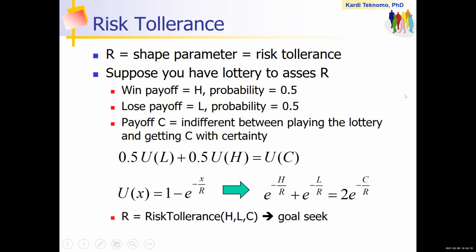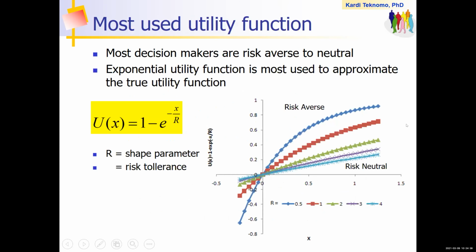So what is risk tolerance? It's basically a shape parameter in the exponential utility function, assuming you are risk averse. My question to you: why is the one that we use the utility function of risk averse, not risk taker?